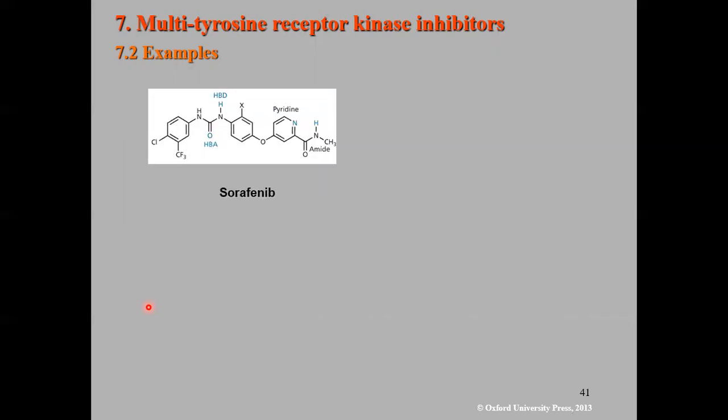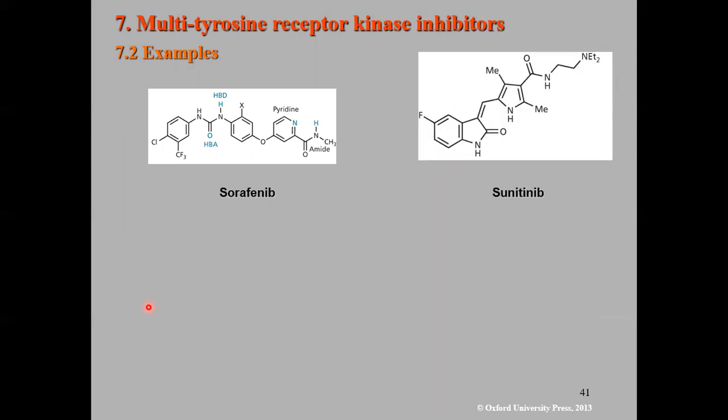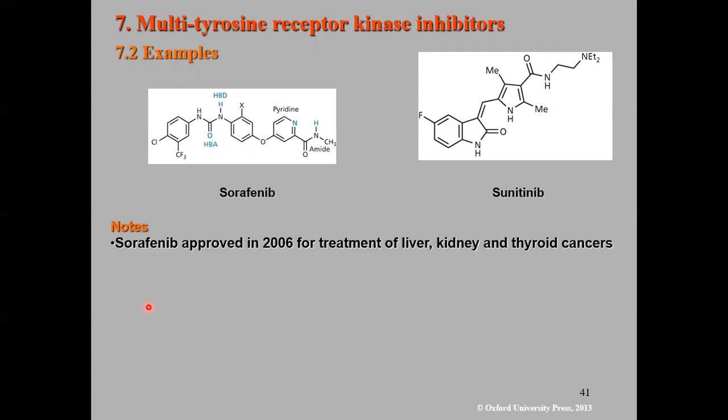All right, examples. Examples on multi-tyrosine receptor kinase inhibitors like the sorafenib, and you see the structure over there, and the sunitinib with its structure. All right, sorafenib approved in 2006 for treatment of liver, kidney, and thyroid cancers. You see different types or different kinds of cancers. Also, sorafenib inhibits VEGFR, PDGFR, c-KIT, and RET.